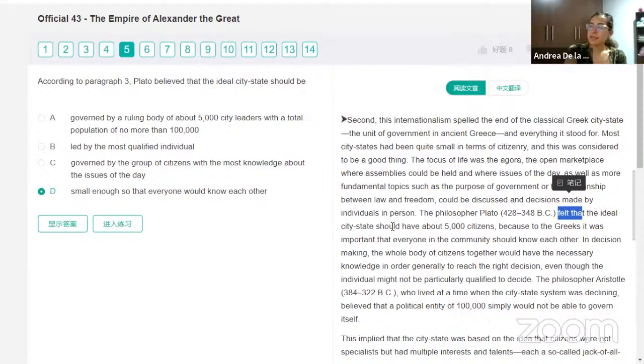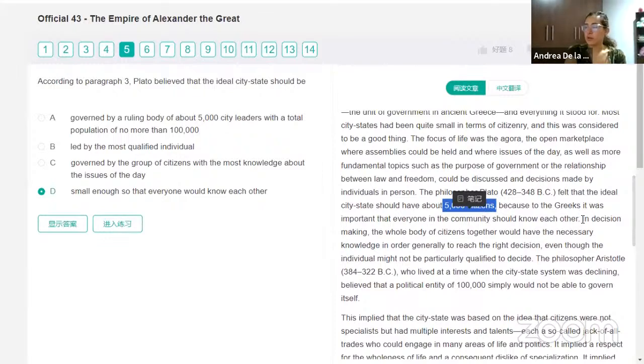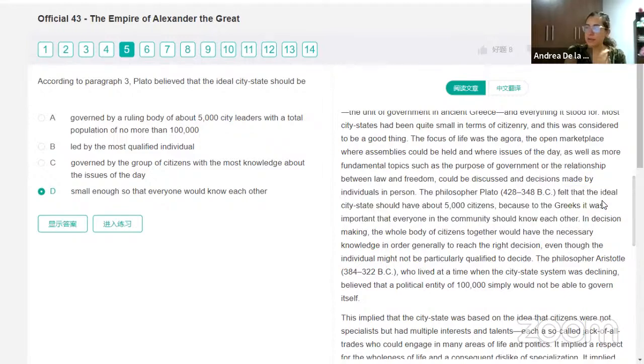The ideal city state should be or should have about 5,000 citizens because to the Greeks it was important that everyone in the community should know each other. Ya está. Entonces esa es la respuesta, ¿no? ¿Qué creía? Creía que el ideal city state should have about 5,000 citizens because to the Greeks it was important that everyone in the community should know each other. Y buscamos una opción que diga lo mismo.